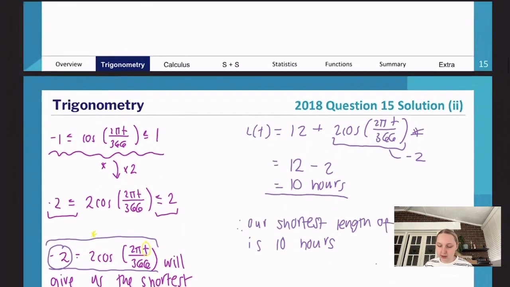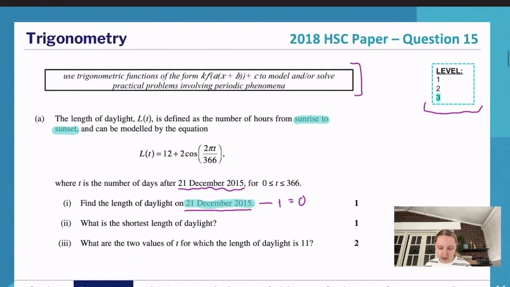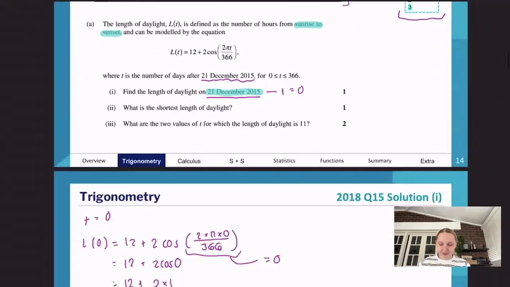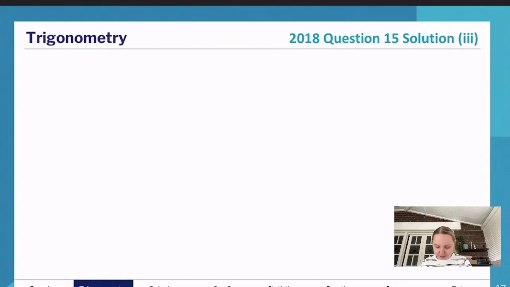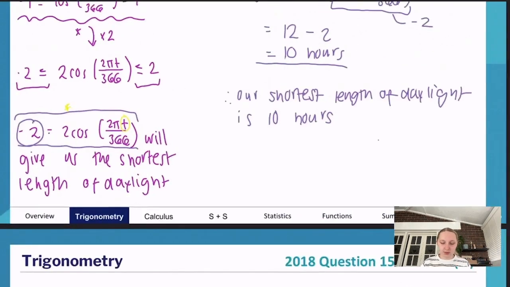Okay, so that's part 1 and part 2 done. And then we've got, what are the two values for t for which the length of daylight is 11? Again, I'm just going to give you guys a couple seconds to think about that. Okay, so, oh good, I was worried I didn't put a slide in to answer this question, but I did, so we're good.